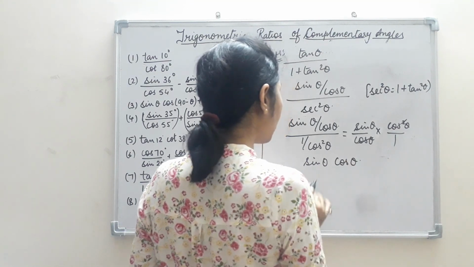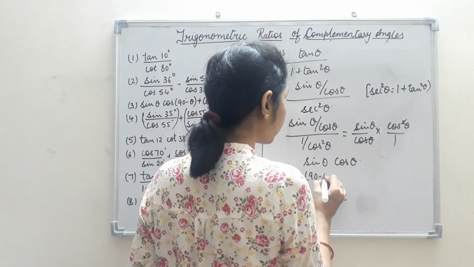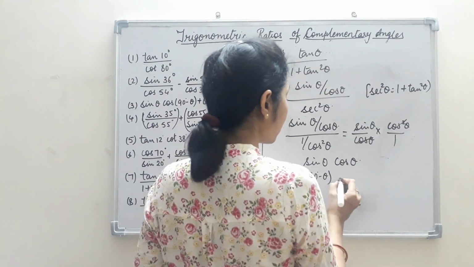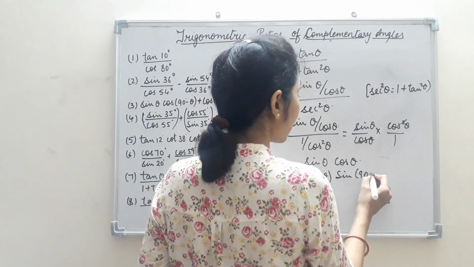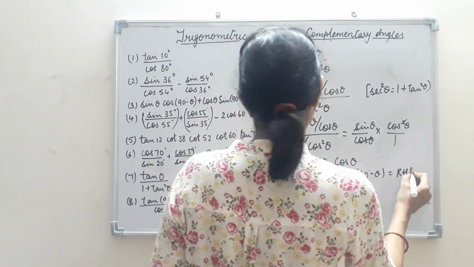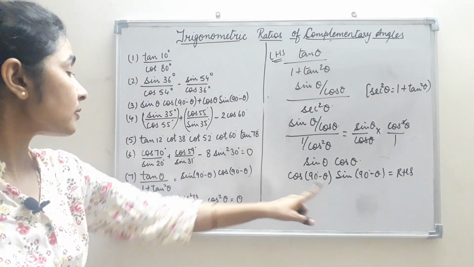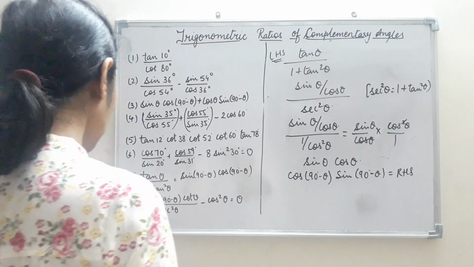Now here I already know that sin theta is equal to cos 90 minus theta, and cos theta is equal to sin 90 minus theta. So that is what we were supposed to prove, that is equal to RHS: sin 90 minus theta into cos 90 minus theta. So here we have proved LHS equal to RHS.